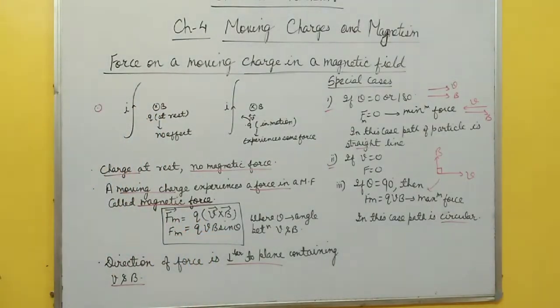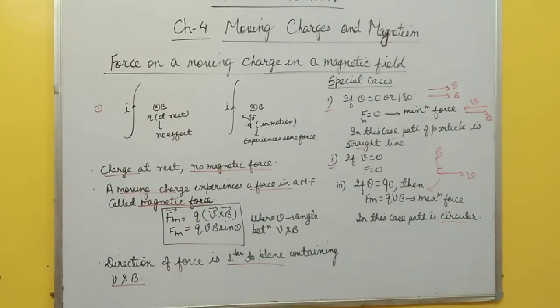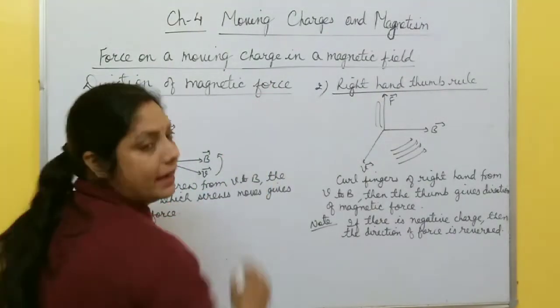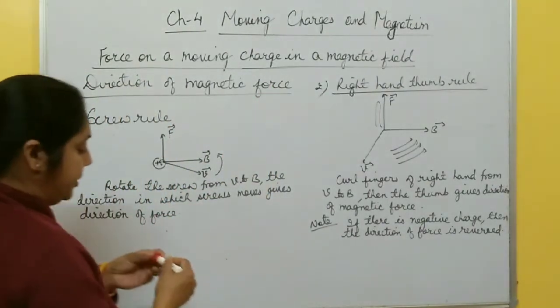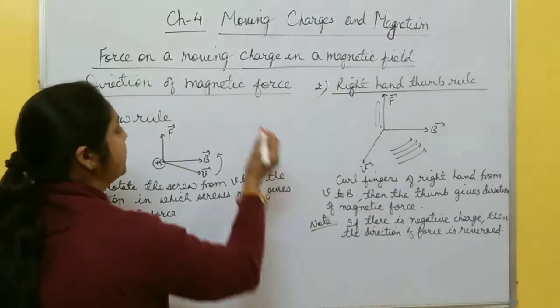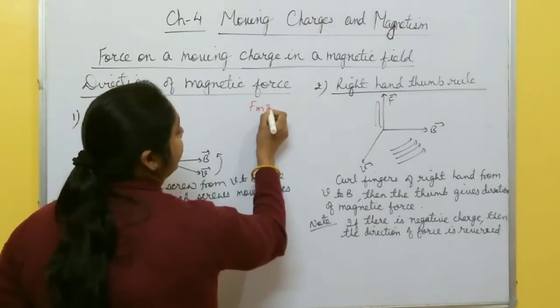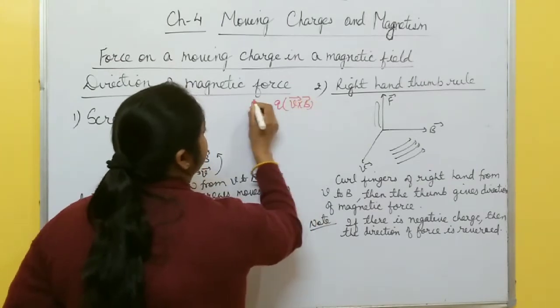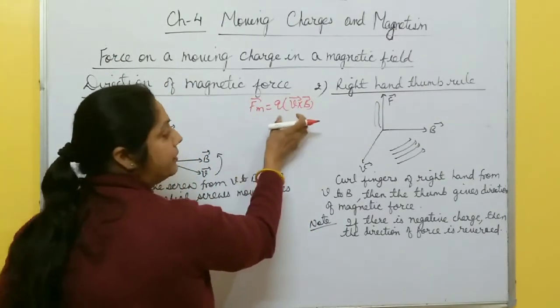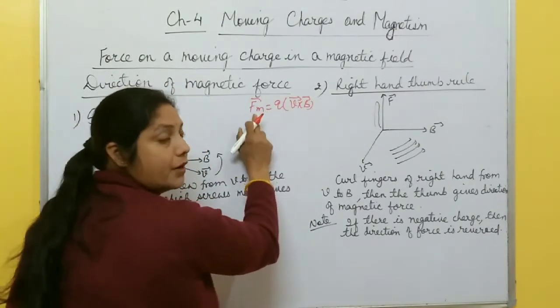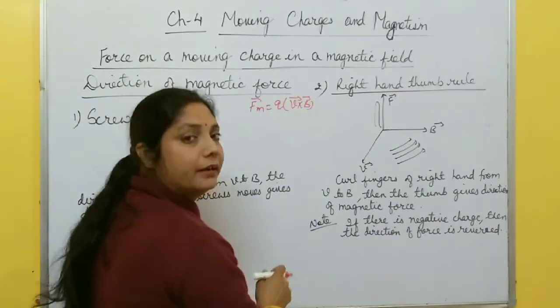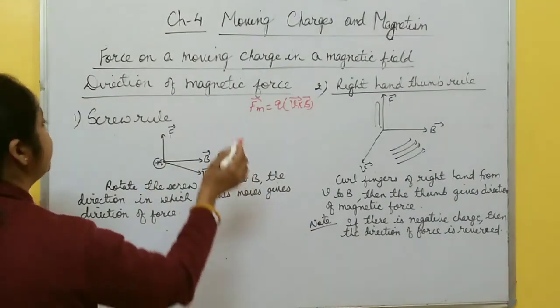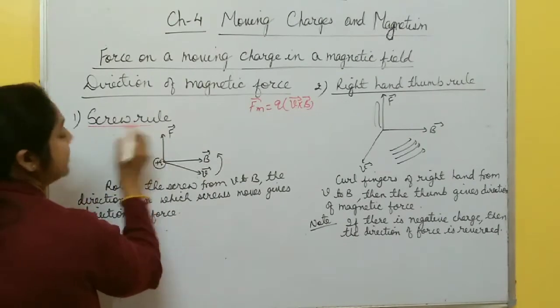So please take a screenshot of this first. Now, direction of magnetic force. How do you give the direction of magnetic force? You know the expression for magnetic force is Fm equal to Q V cross B. So from this expression, it's clear that the direction of magnetic force is perpendicular to the plane containing V and B. So the first rule for this is the screw rule.